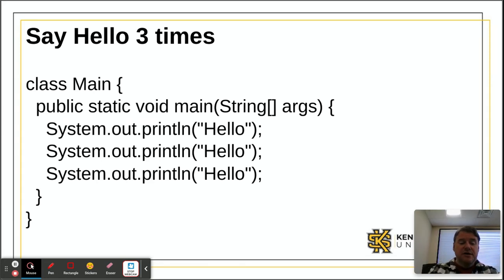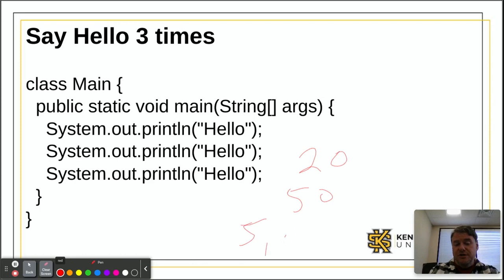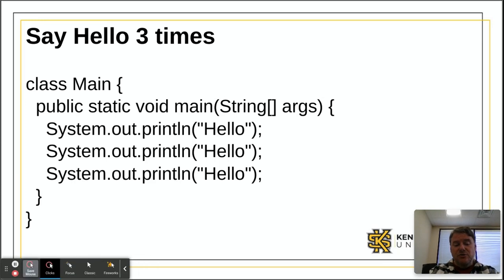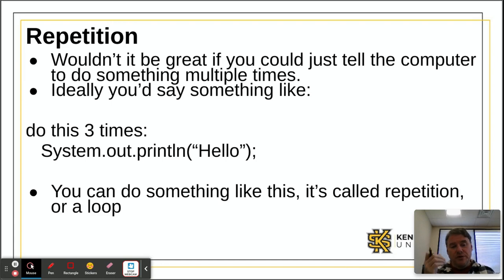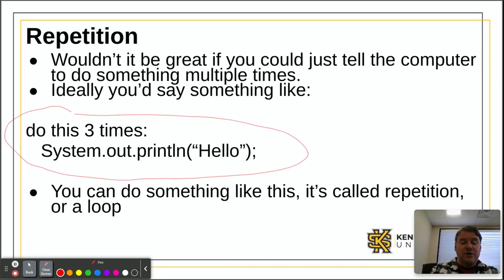And this works, but I would ask the question, what happens if I need to do this 20 times or 50 times or 5,000 times? Well, then all of a sudden writing that code over and over again would get pretty tiresome very quickly. And so it seems like there should be a way where we can ask the computer to do it more than once. So what we kind of want is some way that we can say, I need you to do this 3 times. And that's exactly what a loop is. It's a way to tell the computer, I want you to just do this some number of times.